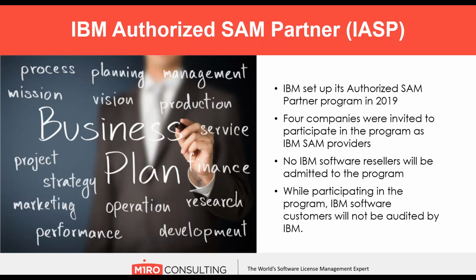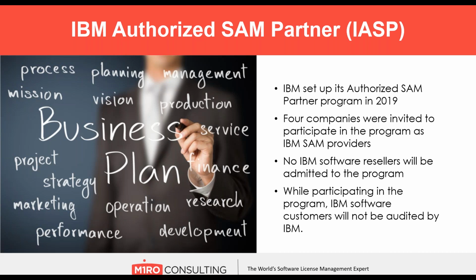So what is IBM's Authorized SAM Partnership? They announced this in 2019. They invited 4 companies to participate in the program. Out of those 4 companies chosen for this program, 2 are companies that have previously been hired by IBM to perform their software audits, which is Deloitte and KPMG. They won't allow any IBM software resellers into the program to keep that from being a conflict of interest.